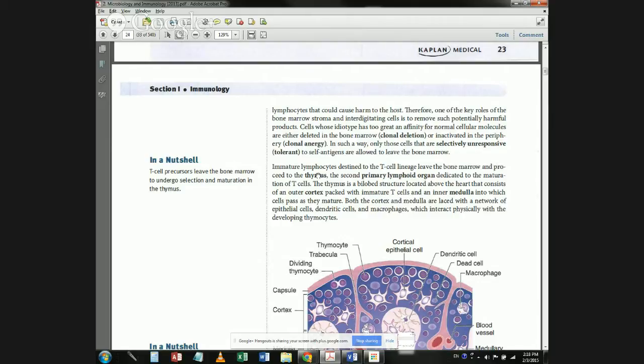Both the cortex and the medulla are laced with a network of epithelial cells, dendritic cells, and macrophages, which interact physically with the developing thymocytes. I suppose they're ready to attack and kill anybody who dares to attack any cell in the body. Okay.